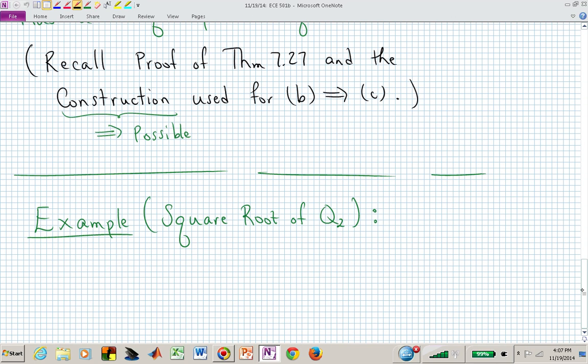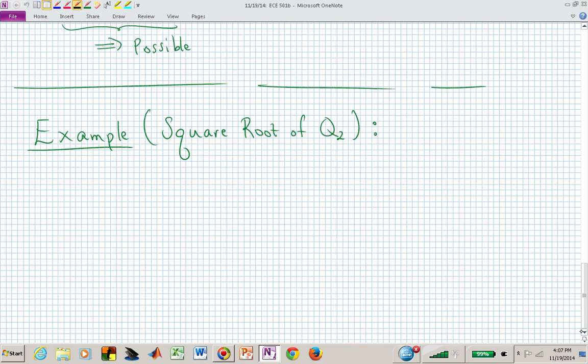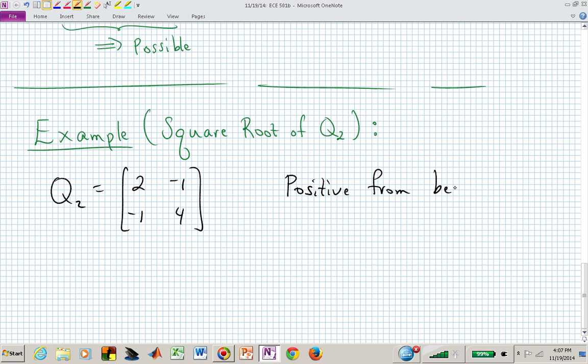So let's now look at an example for a matrix. Suppose that we are given Q sub 2, and actually we've already worked with this according to my notes. So I'm saying that we have already shown that the matrix Q sub 2 is in fact positive.